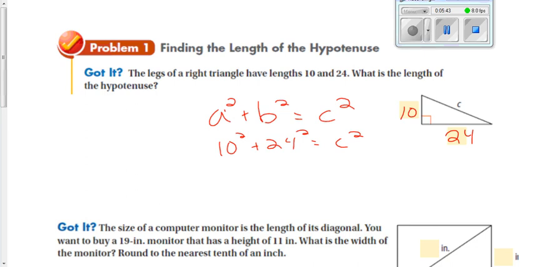Okay, so when I do my math, 10 squared is 100. 24 squared is 576, equal to C squared. So now I'm solving for C squared. So I'm going to add them together, and you get 676.